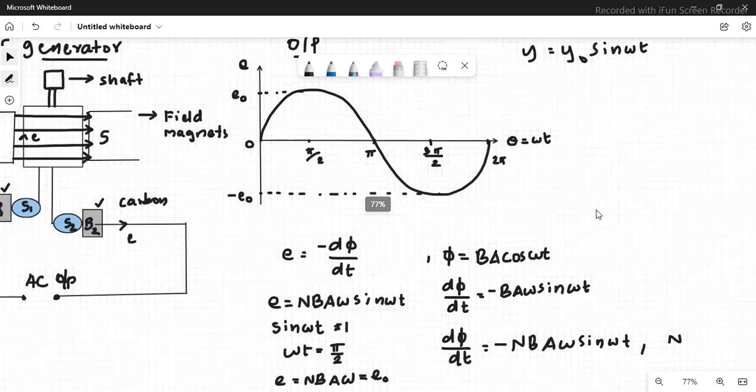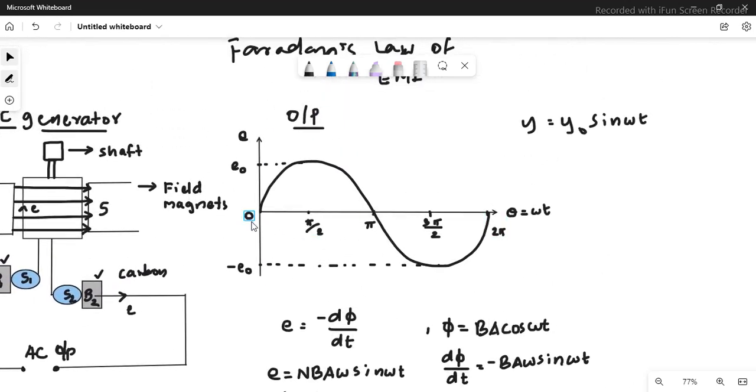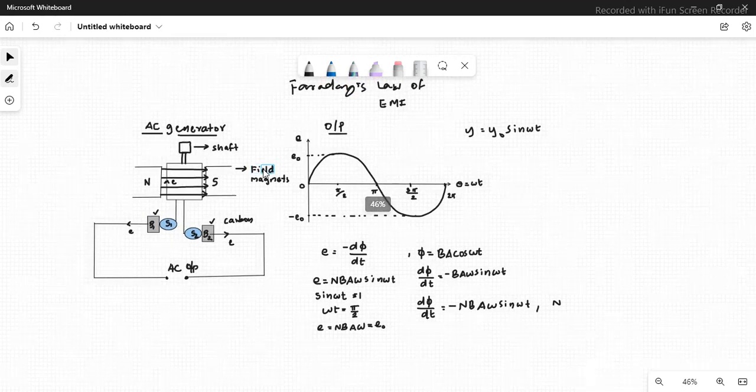By plotting the variation of EMF with respect to time at pi by 2, pi, 3 pi by 2 and 2 pi, we clearly get a sinusoidal wave, which represents that the output current formed is an alternating current, not a steady current like the current from a battery or cell. So this is all about the explanation of the AC generator.